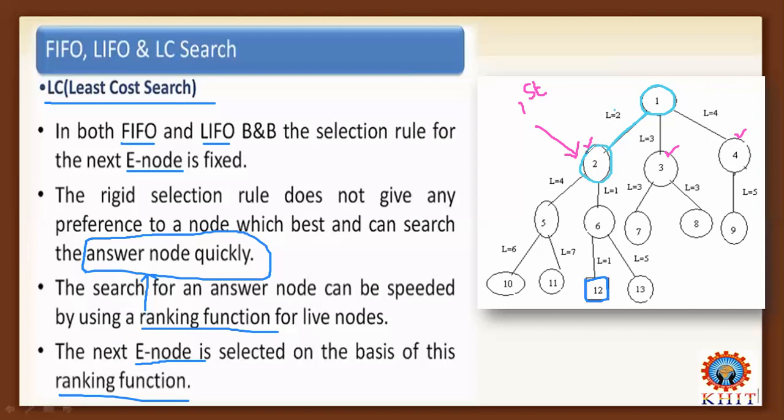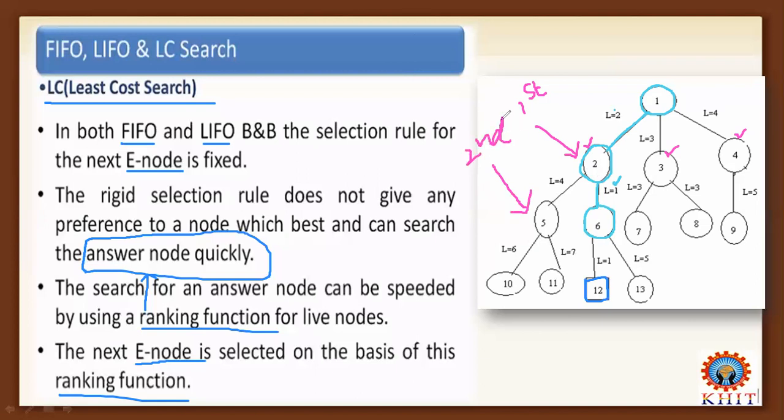From node 2, there are two ways you can move, 2 to 5 and 2 to 6. Here you can find the least cost. The least cost is this one. Why? Because if you move from 2 to 6, the cost is 1. If you select 2 to 5, the cost is 4. But this is the least cost. This is the second iteration.